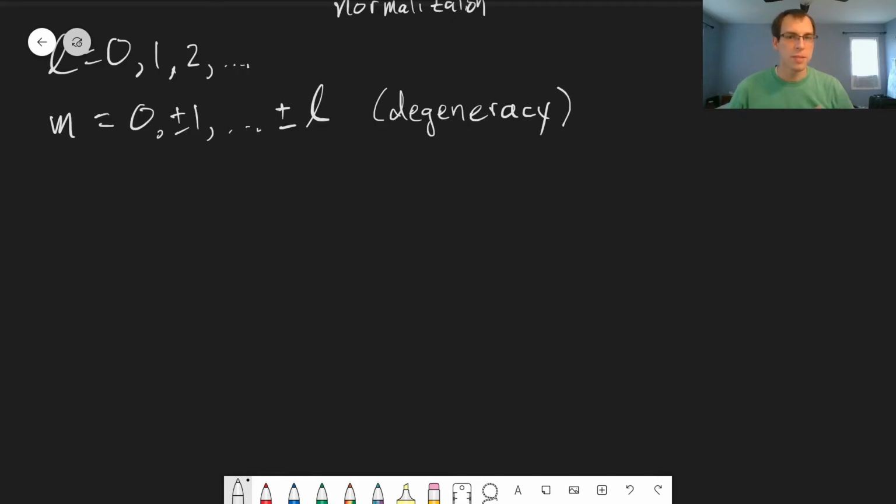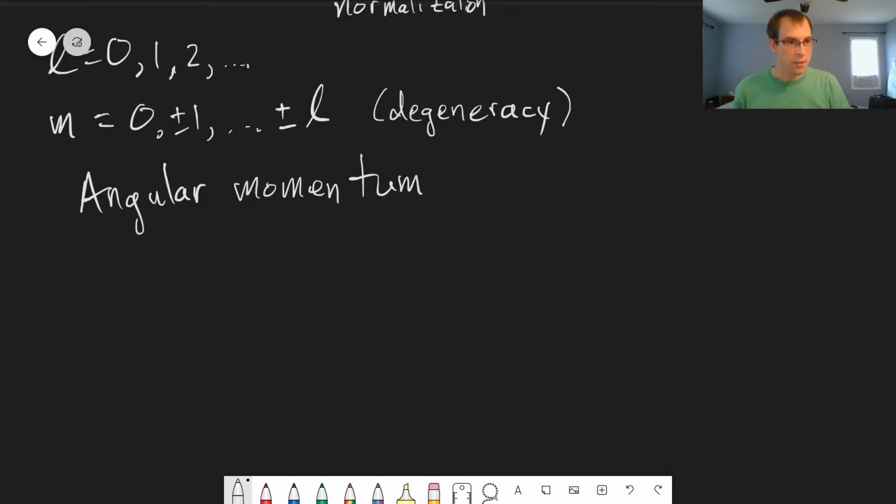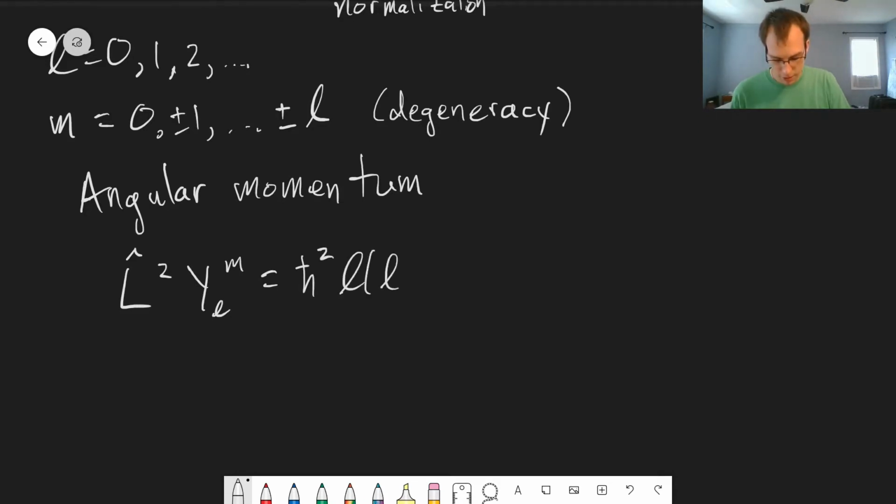Right now we'll also take some time to talk a little bit more about the angular momentum properties of these functions. We looked at this a little bit with the rigid rotator. And just as a reminder, if we operate the L squared operator on a spherical harmonic, on this eigenfunction of the L squared operator, we get that the angular momentum squared is equal to h bar squared times L plus 1 times the spherical harmonic, right? This is an eigenvalue equation.